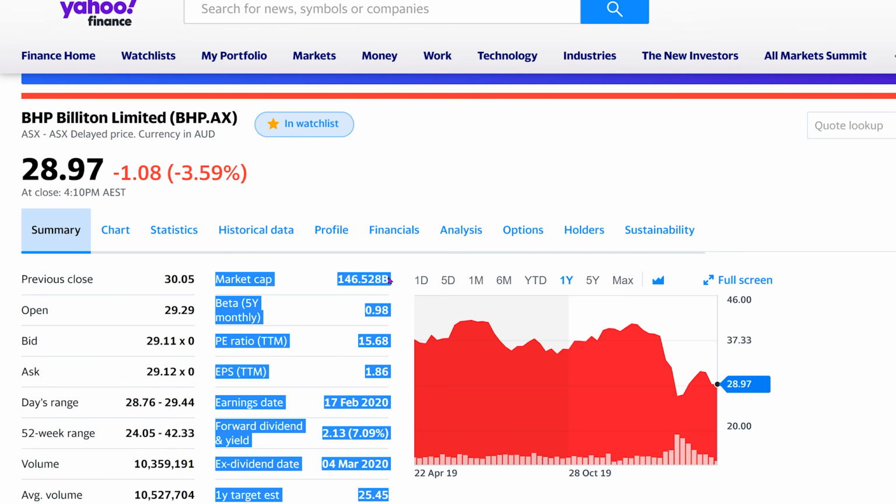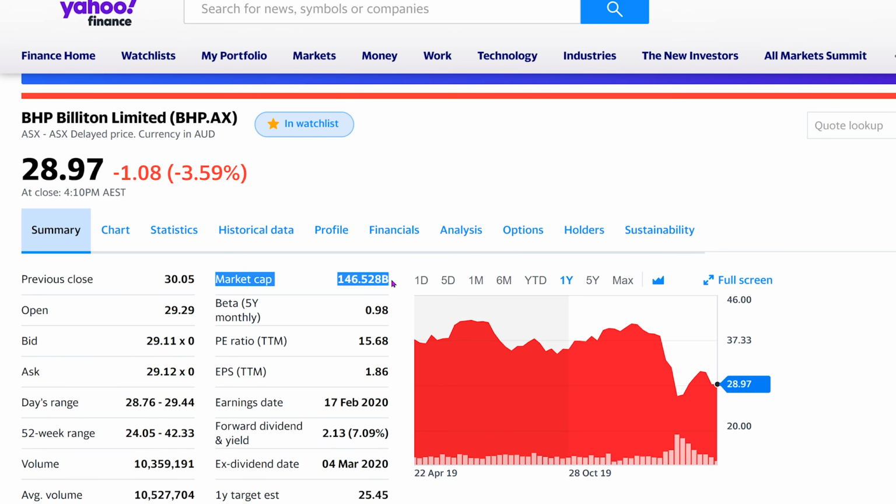Now, the market cap is the overall value or worth of a particular company. When I say value, I don't mean the stock is valued at a very good price and it's worth buying. This is the overall company value. So it's valued at $146 billion.